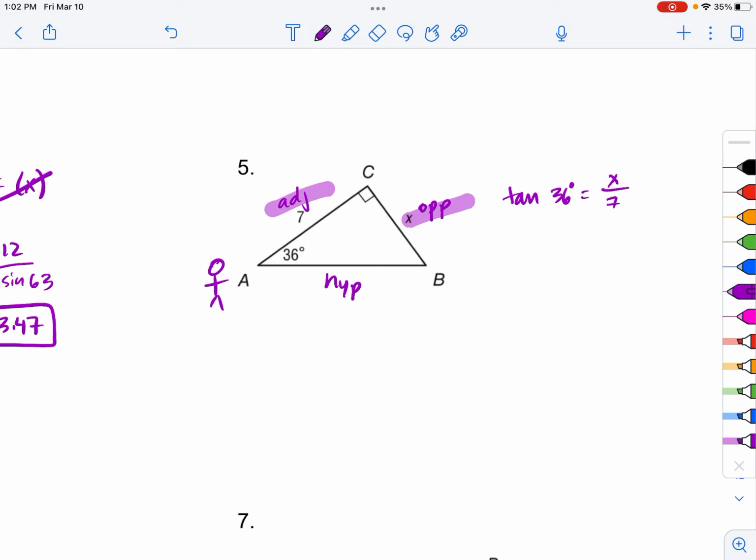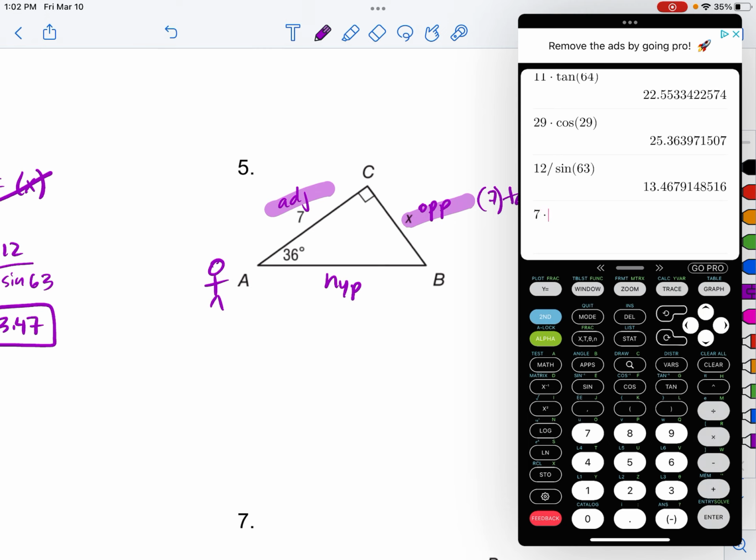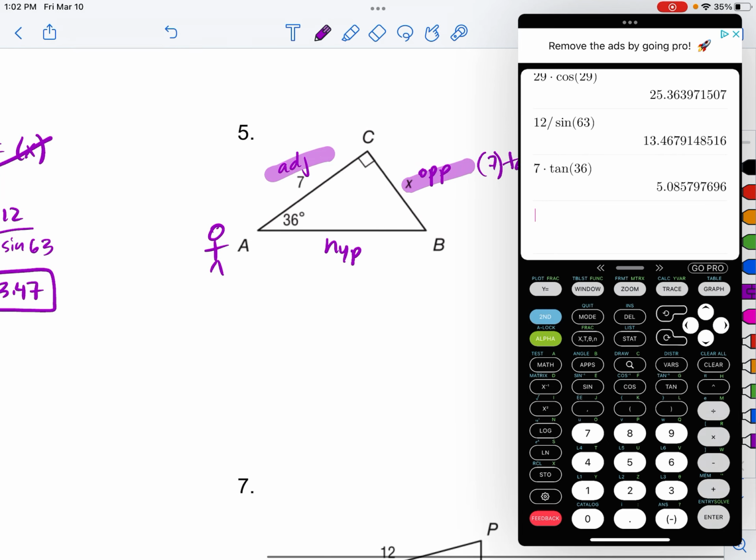This one's easier because your variable's in the numerator, so all we have to do is get rid of that divide by 7 by multiplying both sides by 7. And the 7's on the right cancel. We should get x is now equal to 7 times tangent of 36, close the parentheses. You get 5.085, which will round up. x is equal to 5.09.